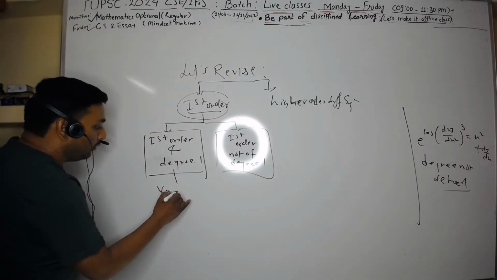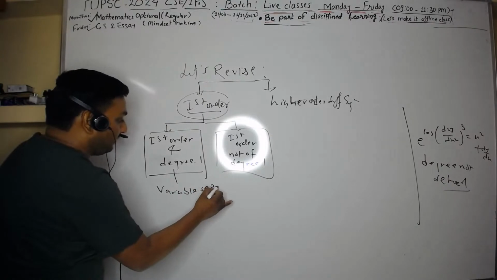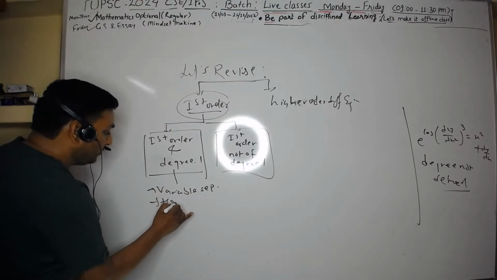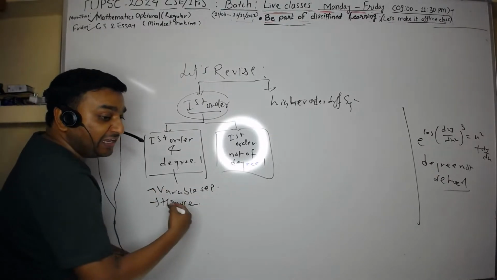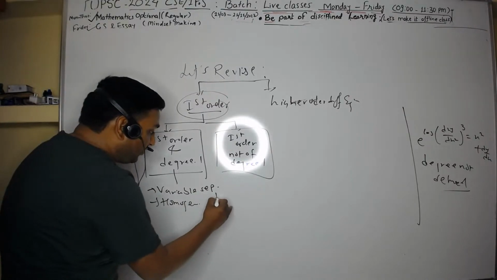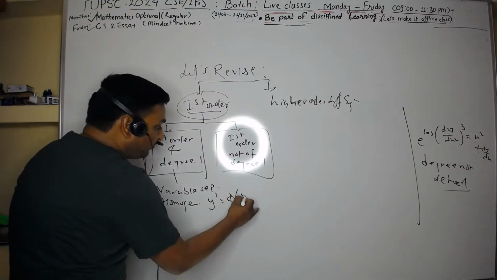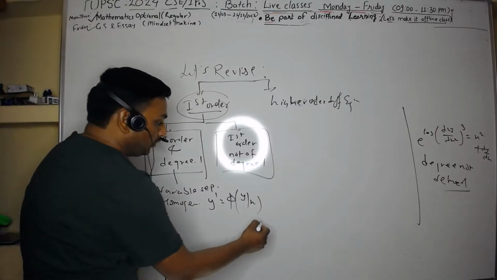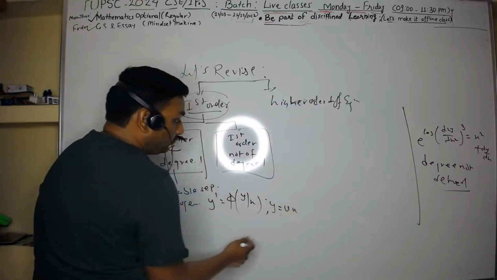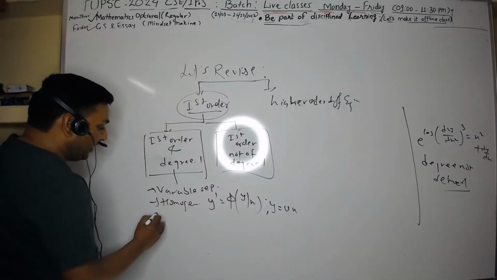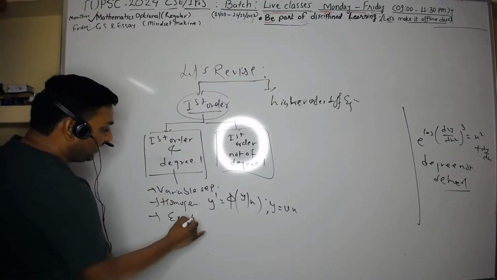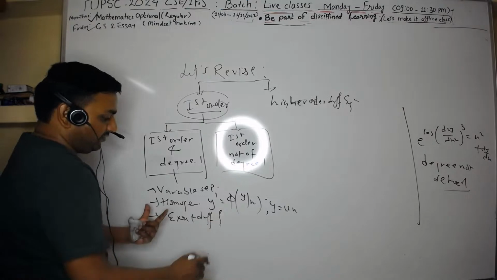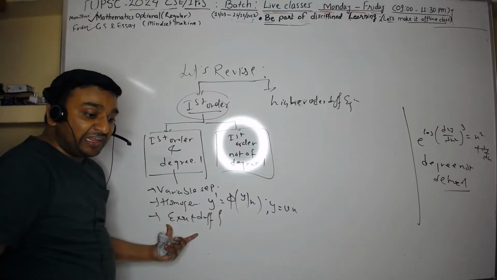How? Variable separable, right? Homogeneous differential equations. What were the differential equations in the homogeneous form? If those can be put in the function of y by x, so your substitution y equals vx works here. Then we moved to the exact differential equations. What are exact differential equations?